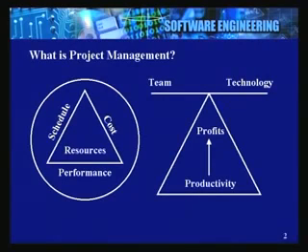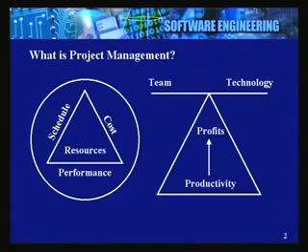Once you have got the resources, then your next job is to balance between the team and the technology. So, look at the figure again. Here we say that productivity and the profits need to be the pivot to balance the team and the technology. Productivity and profits need to be the same.